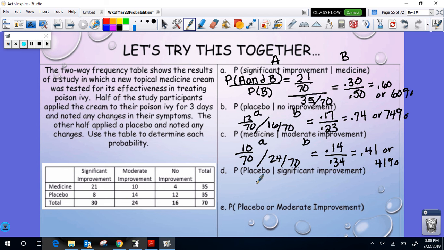Okay, so now let's go to the next one. This is conditional probability again: placebo, given that it has significant improvement. We're going to follow this same formula. This is the A event and this is the B event. I'm sorry, it says placebo and significant improvement.